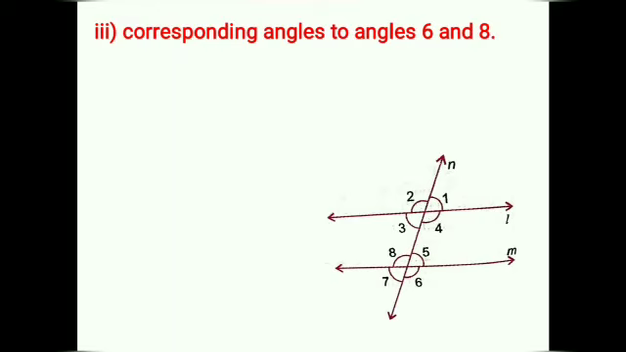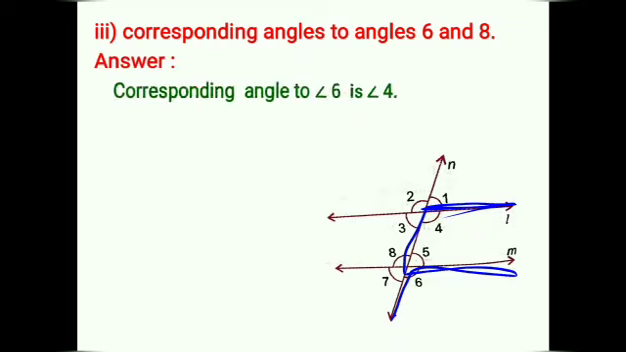Third one, corresponding angles to angles 6 and 8. So we know the concept of corresponding. So see here, angle 6 is here. So which one is exactly below here? So that is angle 4. So here the corresponding angle to angle 6 is angle 4.